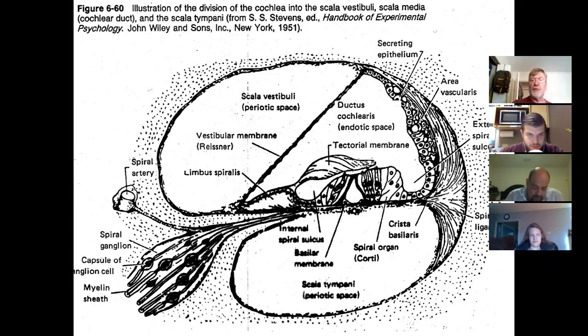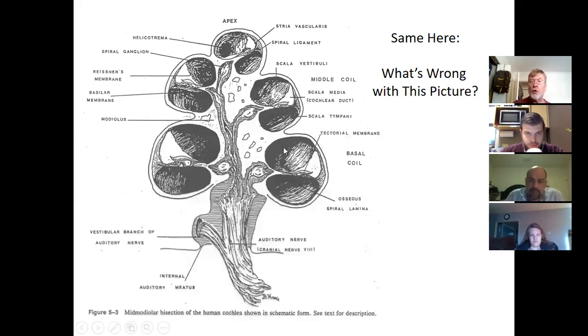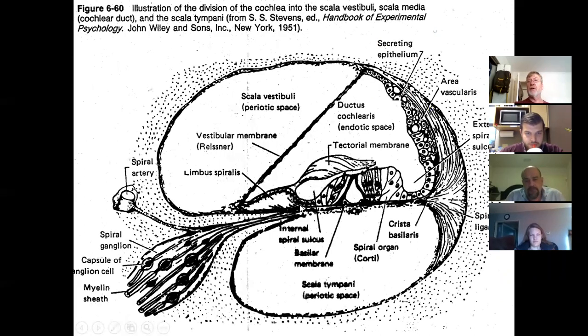Here's a close-up of one coil. So we're looking at one coil and a close-up of the coil. Scala vestibuli, scala media, scala tympani, basilar membrane, Reissner's membrane, spiral ligament. You can see the ligament holding that basilar membrane tight. And then you can see the stria vascularis. Okay, that's the blood supply to the hair cells.